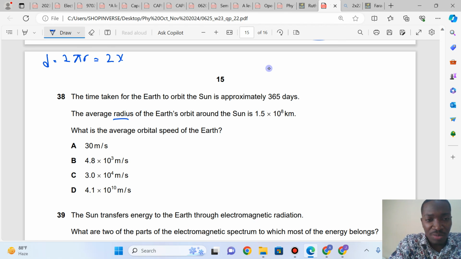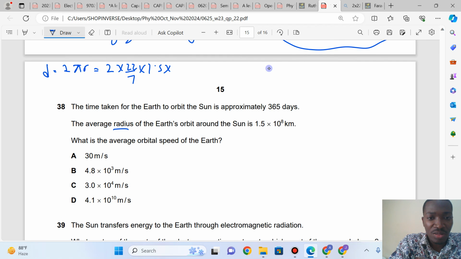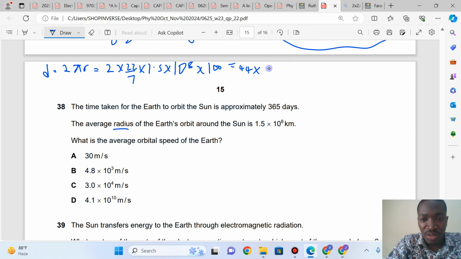That will be 2 times 22/7 times radius. Radius is 1.5 times 10 to the power 8 kilometers. Kilo means 1000. So what we have is 22 times 2, that will be 44 times 1.5, that will be 15 times 10 to the power 9, all divided by 7. That's the distance.